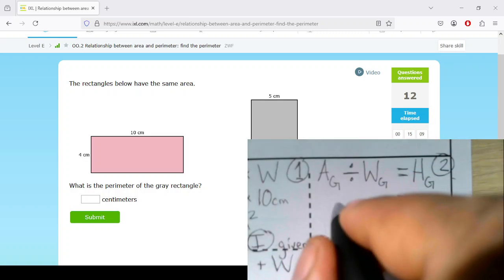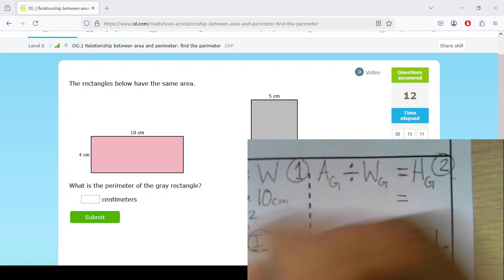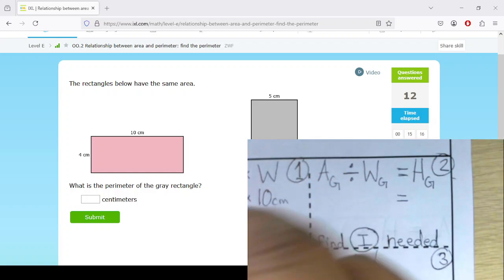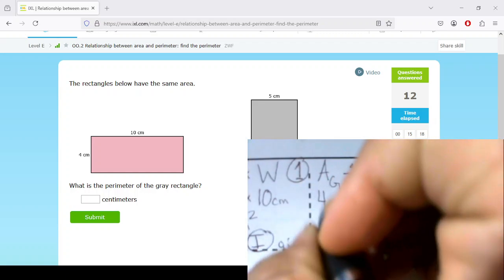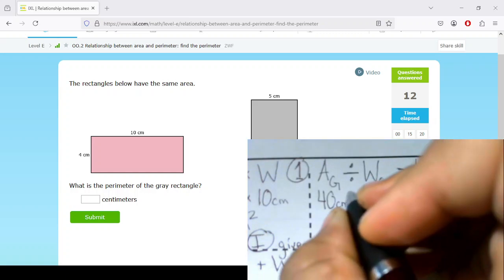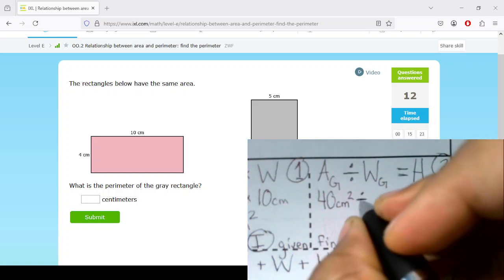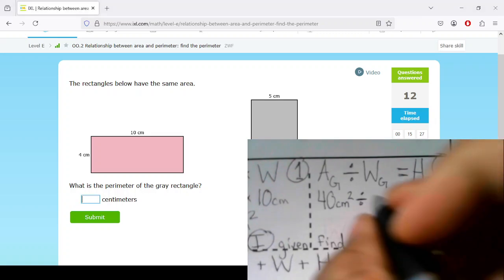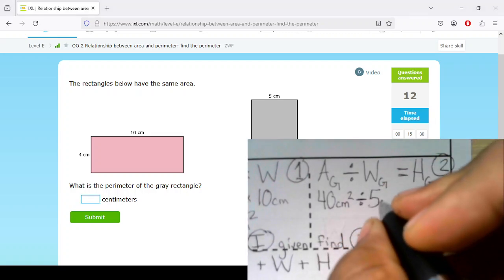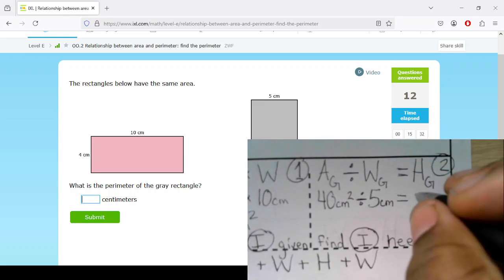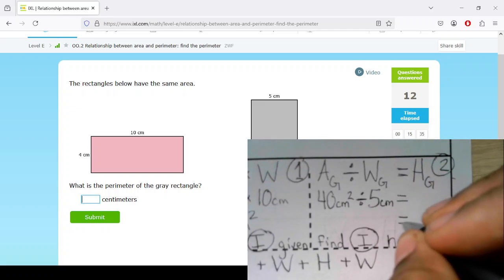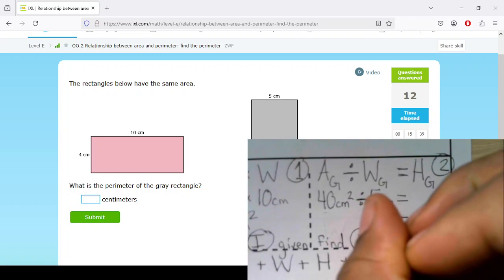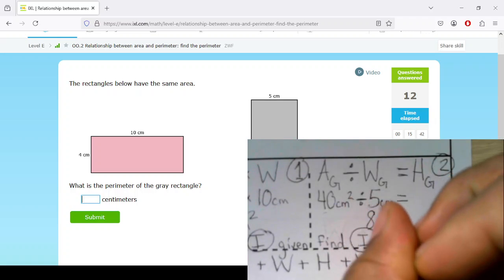Keep your equal signs lined up. And I'm going to plug in the area number where it goes. The area of the gray rectangle, since they have the same area, is 40 square centimeters divided by the width of the gray rectangle, because I have it in my diagram, is 5 centimeters. And so I'm going to keep my equal signs lined up. 40 divided by 5 is going to be 8 centimeters.